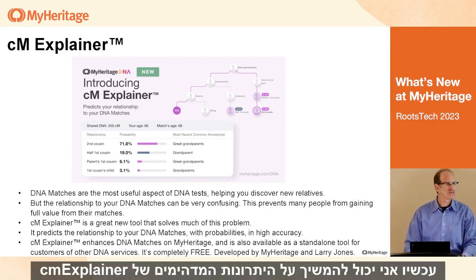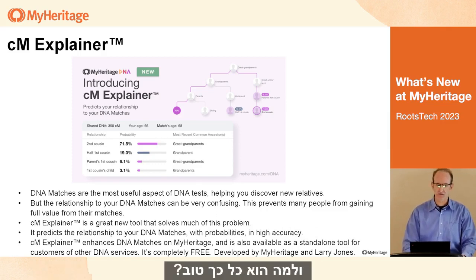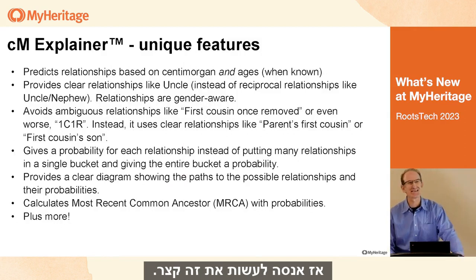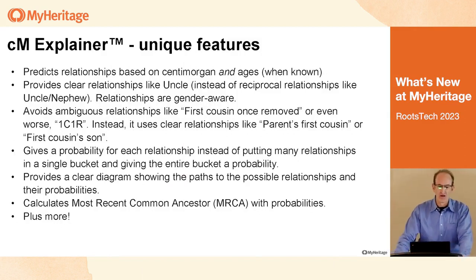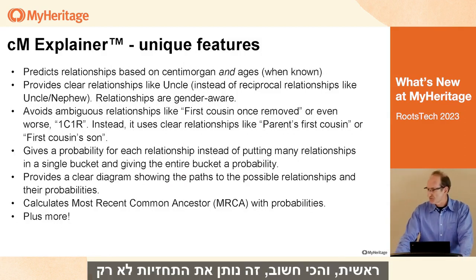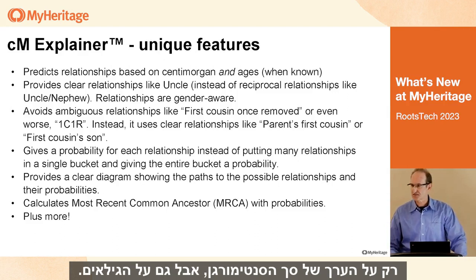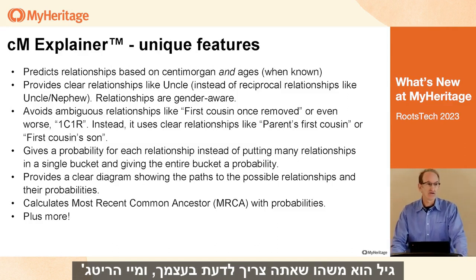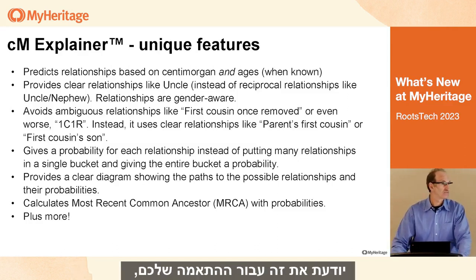Now, I can go on about the amazing advantages of the CM Explainer and why it is so good. But I'm short on time, so I will try to make it brief. First of all, and most importantly, it gives the predictions based not only on the centimorgan value, but also on the ages.